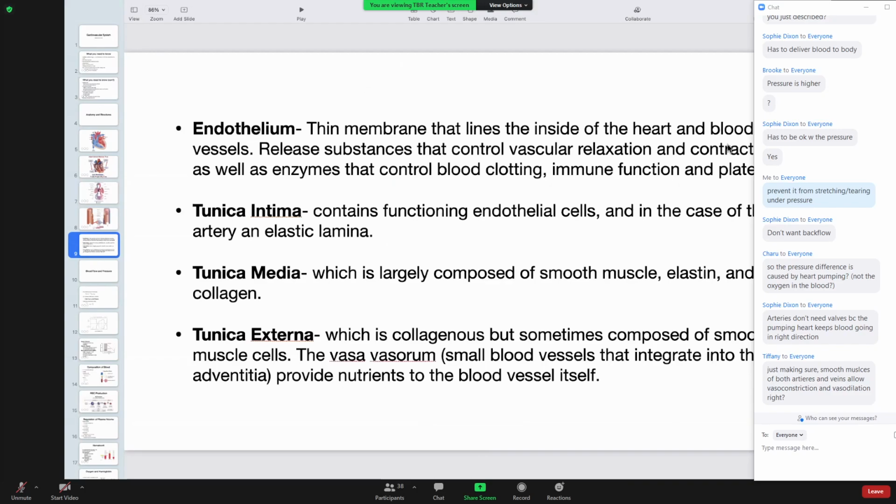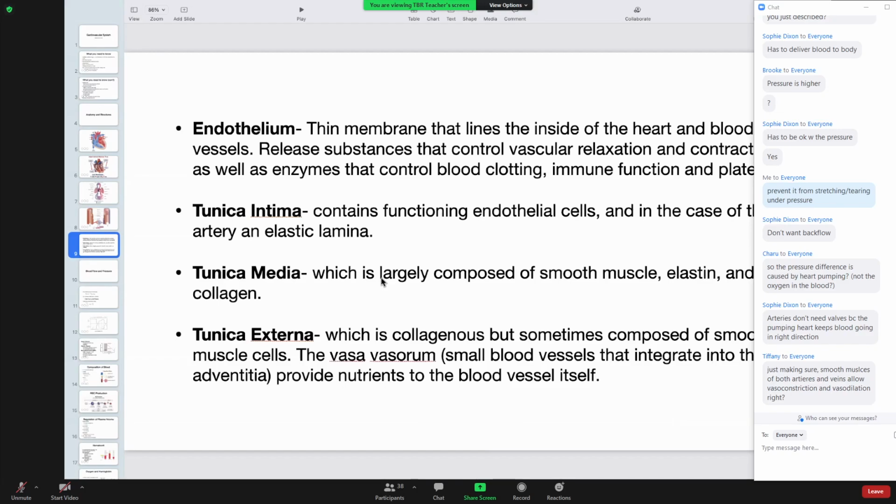But the layer that really plays the biggest role in vasoconstriction and vasodilation is the tunica media, right? It's where all that smooth muscle is. If we didn't have any of that smooth muscle, we would not have the contraction or constriction and dilation that is needed. So if we had just endothelium that released vascular relaxation or contraction factors, without a tunica media, we wouldn't actually get any of that vasoconstriction. And the tunica externa, you don't really need to know a lot of these in detail.